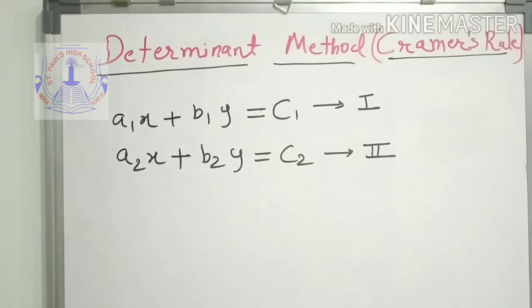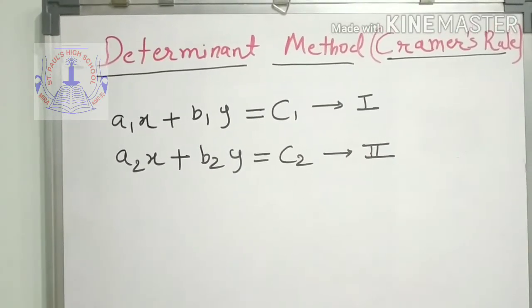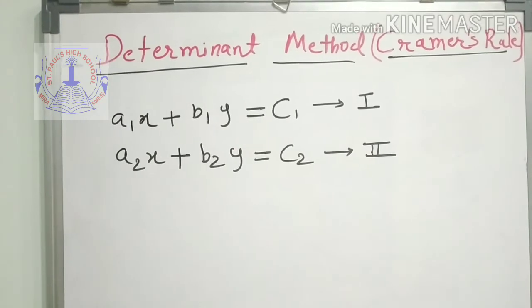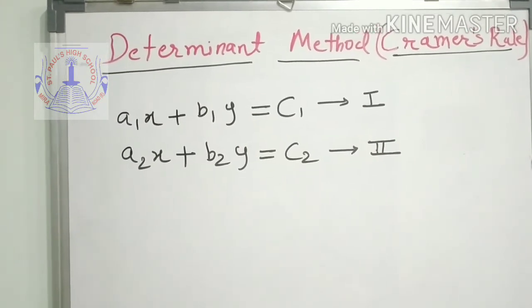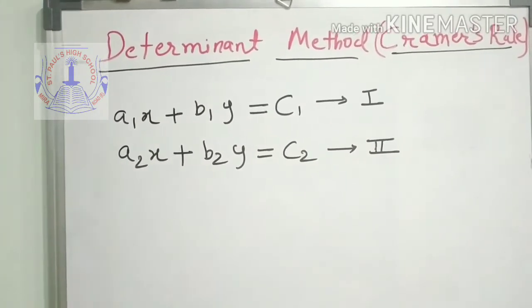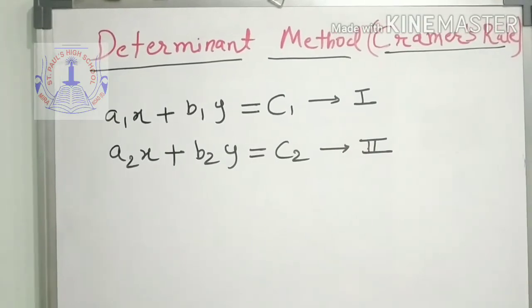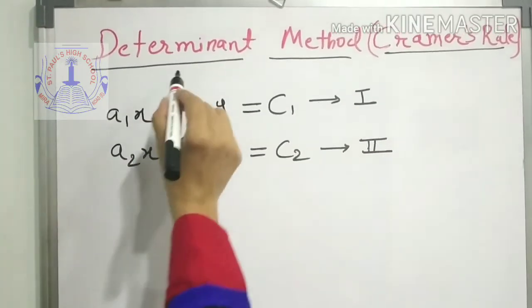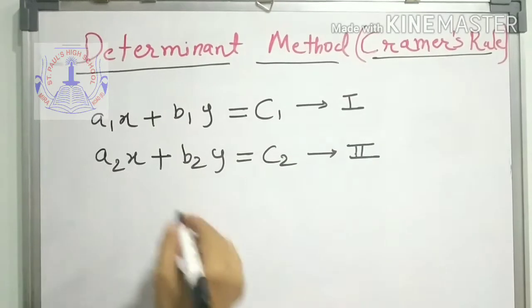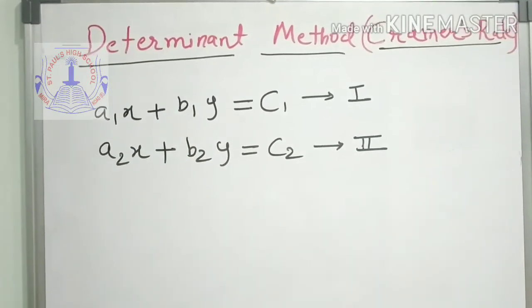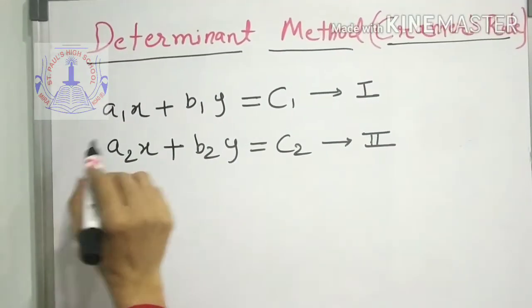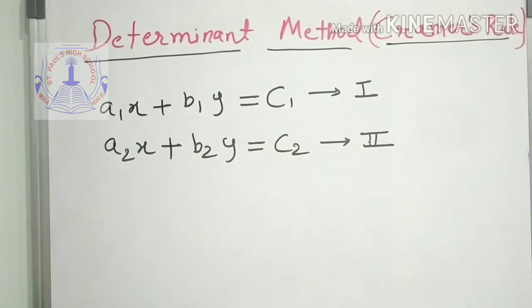As we know how to find the value of the determinant, now using that we will solve two simultaneous equations and find the solution of the equations. So now we have to apply the determinant method, or Cramer's rule. There are two equations written on the board.